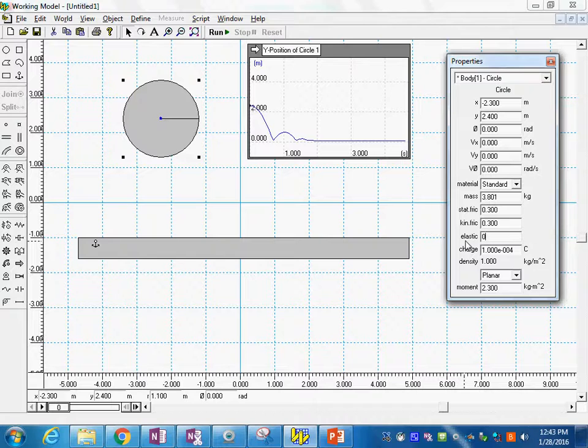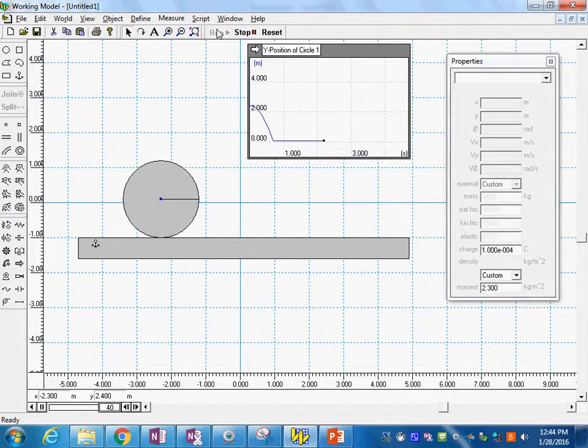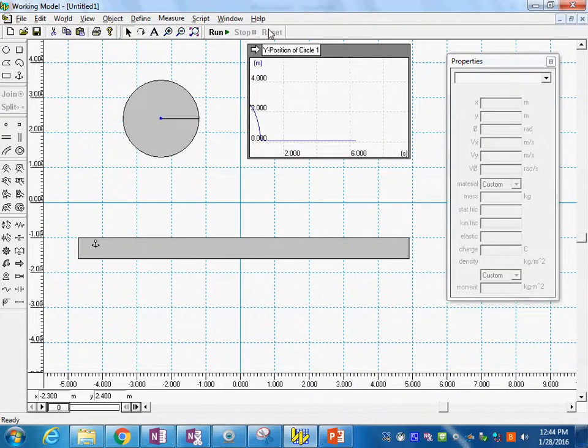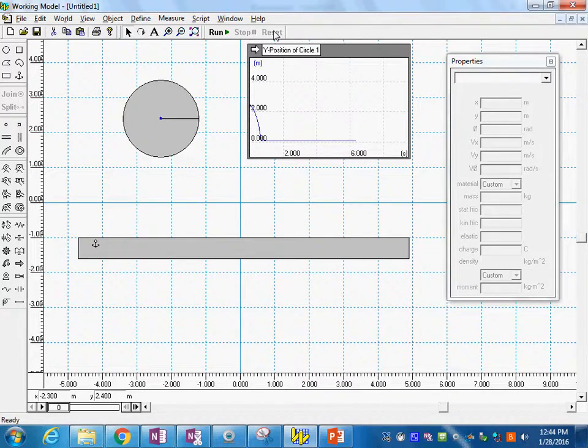What do you think will happen? Coefficient of restitution is 0. What do you think will happen? It won't bounce? All right. Let's see. We did good. Proving exactly what real life is.